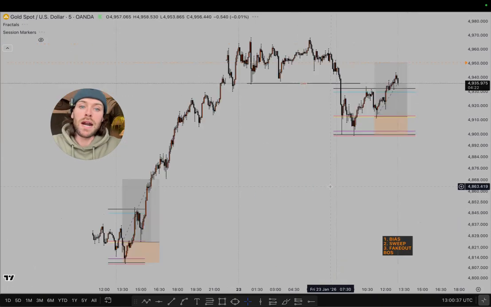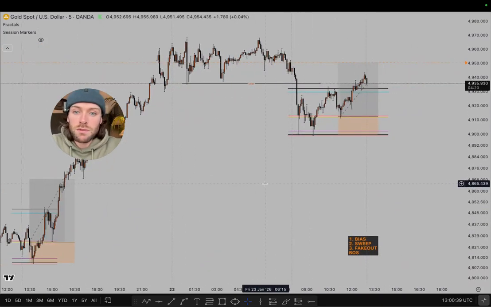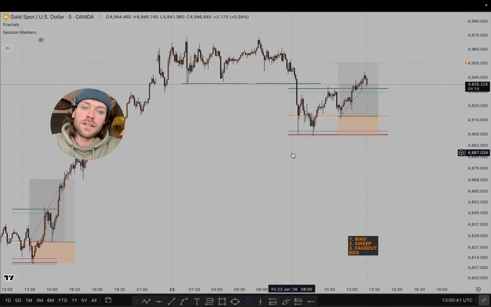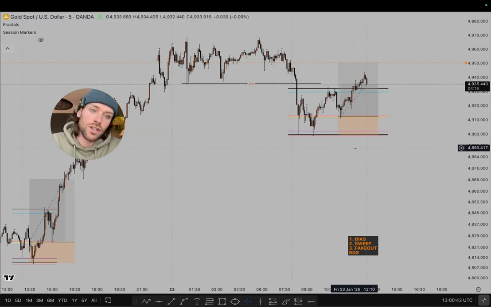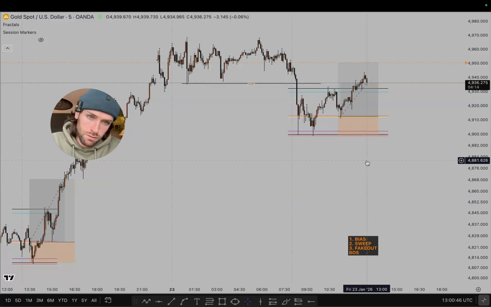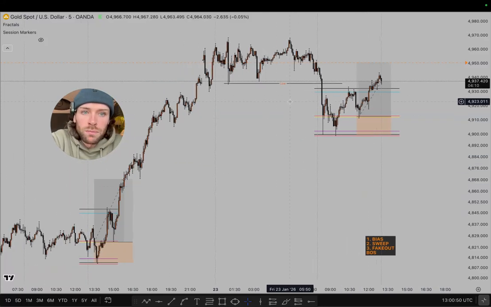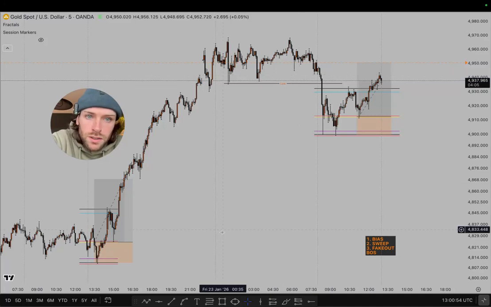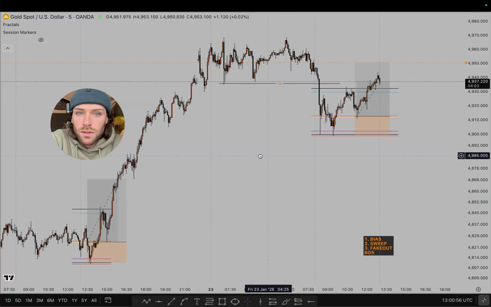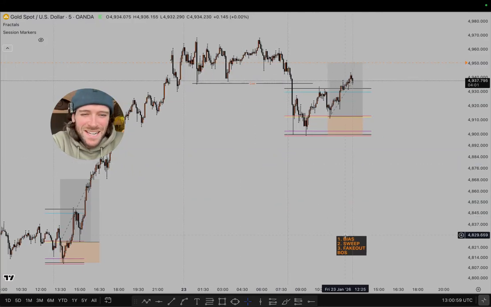Now we hop in and we mark out our session times. So the session times we use is Asia is 12 till 8, London is 8 till 1, and then New York is 1 onwards. So, looking like we might have a little pullback here on gold. So next step. Also train of thought there.